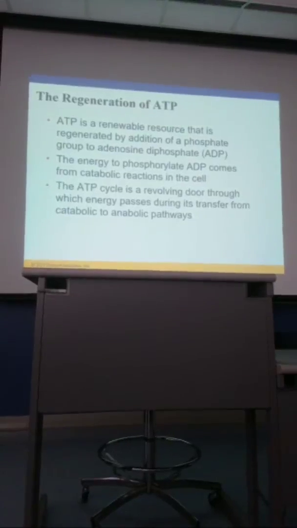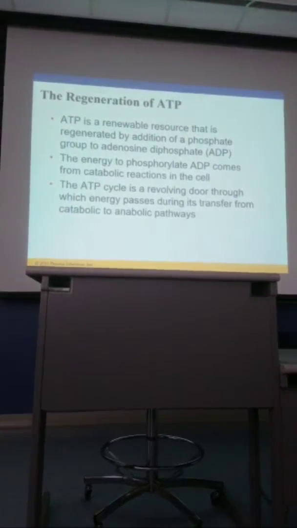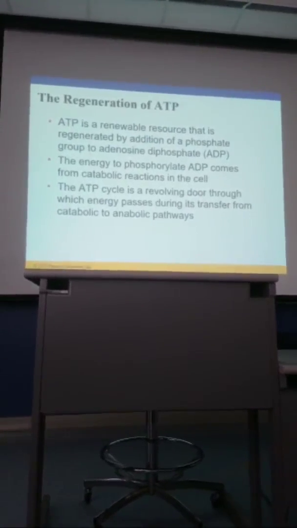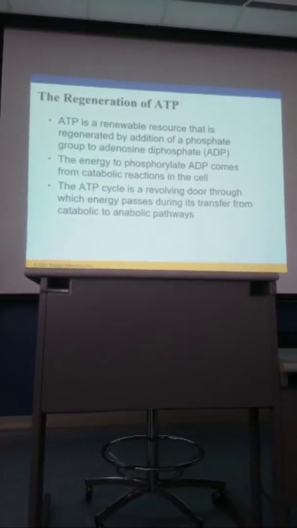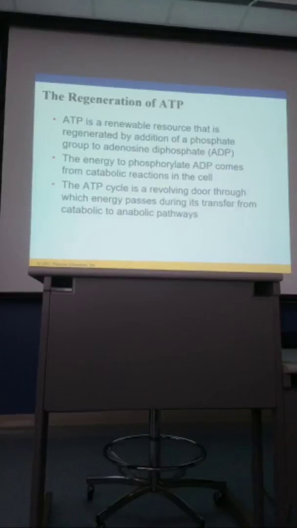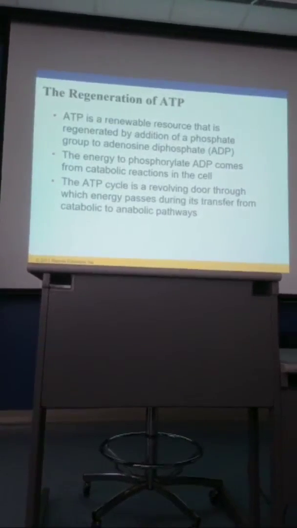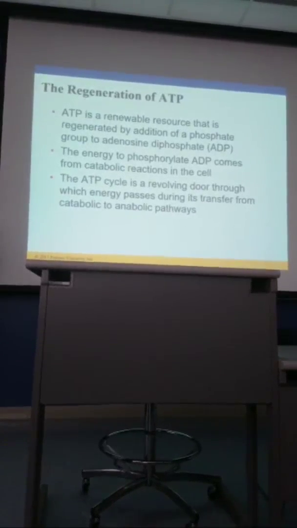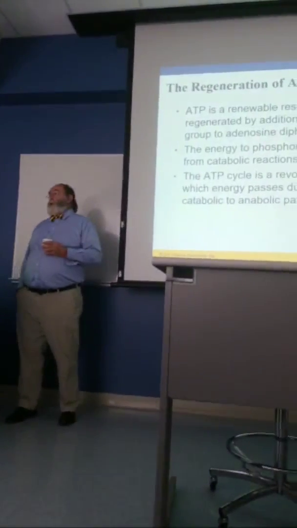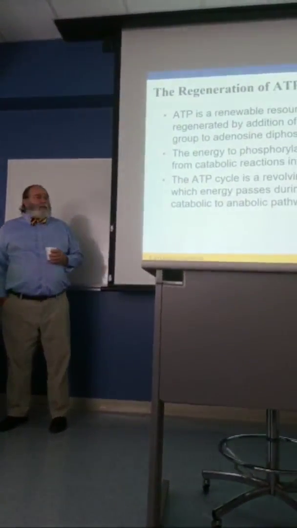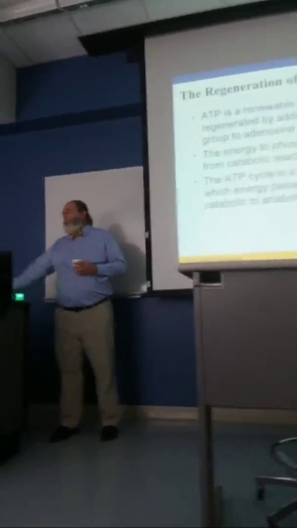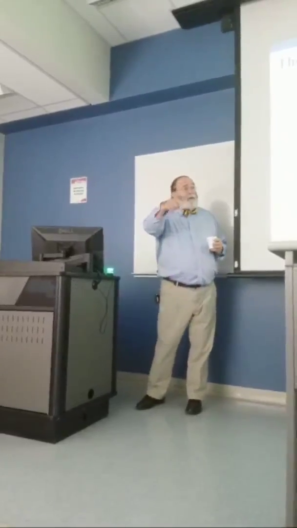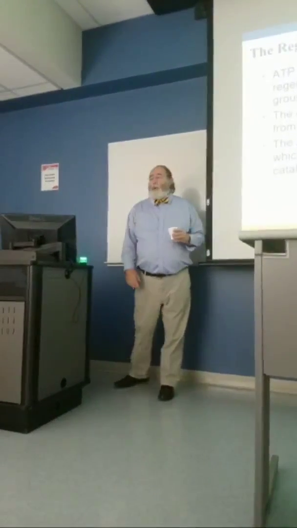The ATP cycle is a revolving door through which energy passes during its transfer from catabolic to anabolic. Remember, catabolic breaks down big molecules and releases energy. Anabolic consumes the energy, an endergonic reaction. ATP within the cell exists only for a matter of seconds. It's not something that a cell will release and you come back an hour later and it's still there. It's going to be gone in 5 to 10 seconds. That ATP will move to where it's supposed to go within the cell. It can go from one part of the cell, release energy, and then some kind of work is done.